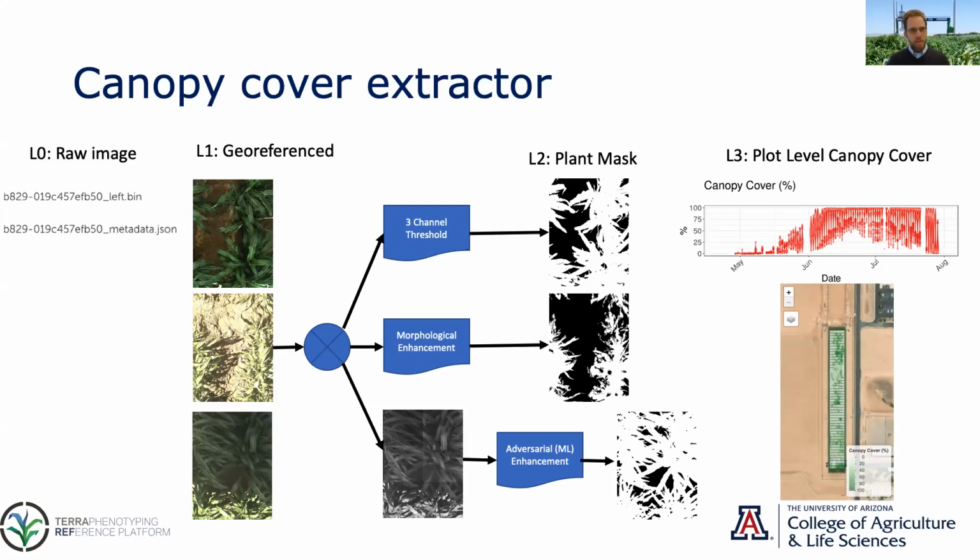In this case, we have 3 different algorithms depending on the condition of the image that comes in in order to generate this plant mask and finally generate a measurement of plot level canopy cover, which you can see for all of the plants over time in the top image and as a map of the field in the bottom image.